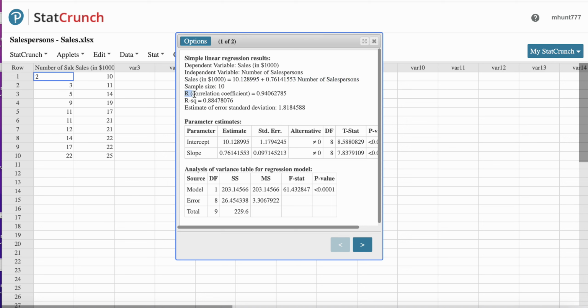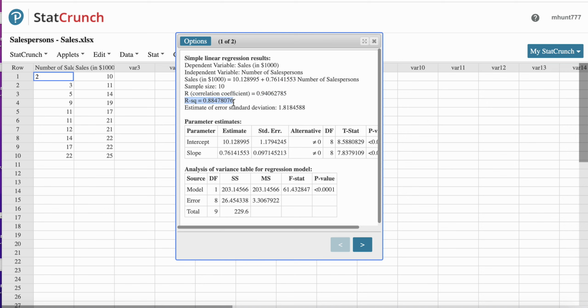You also have the correlation coefficient. The correlation coefficient is 0.94, which says there is a strong positive linear relationship between the amount of sales in thousands of dollars and the number of salespersons working.